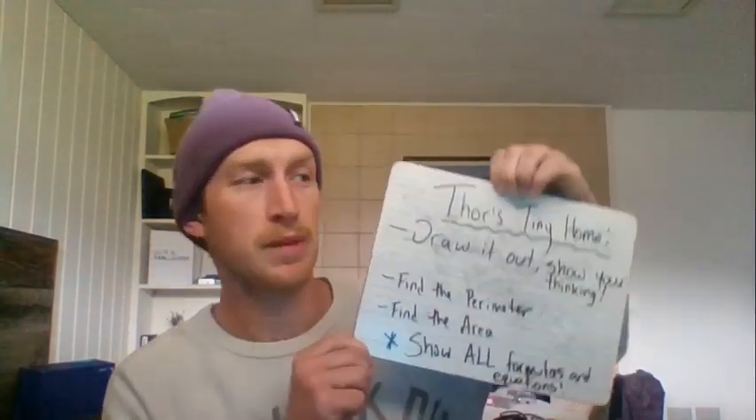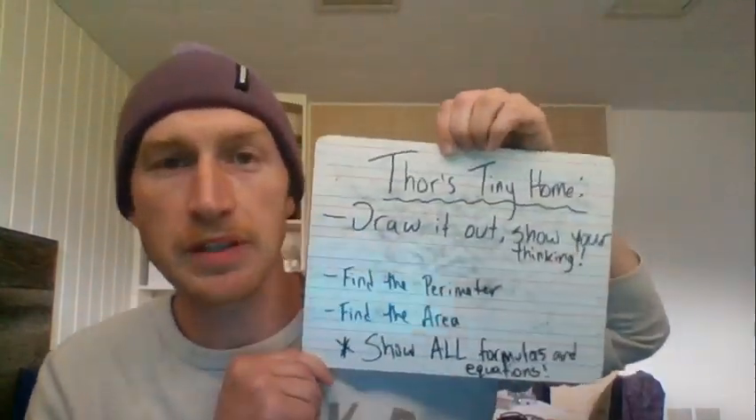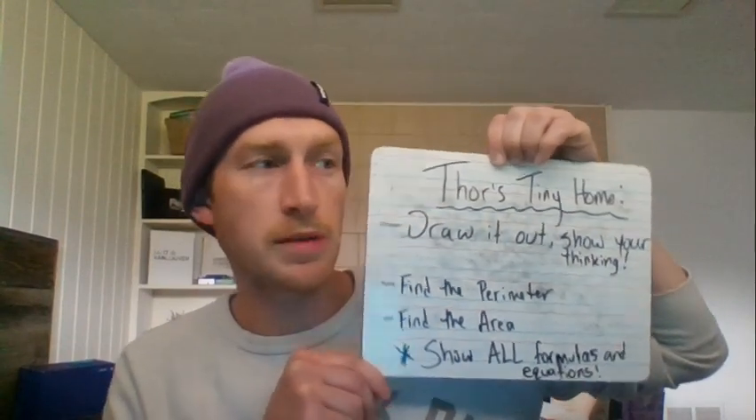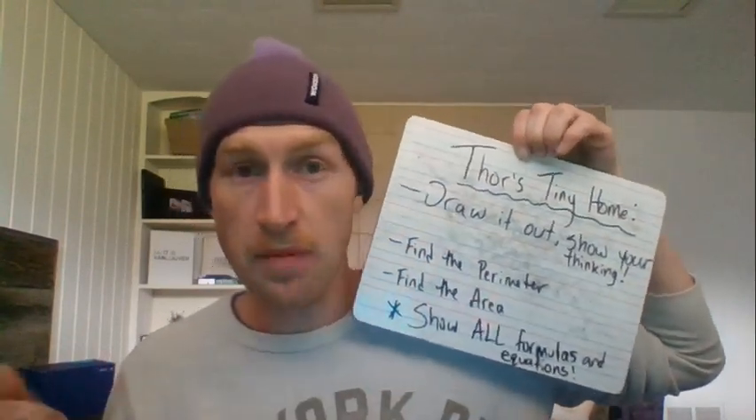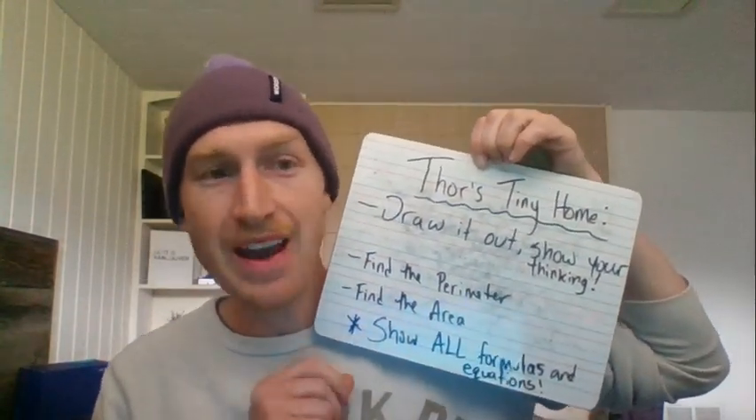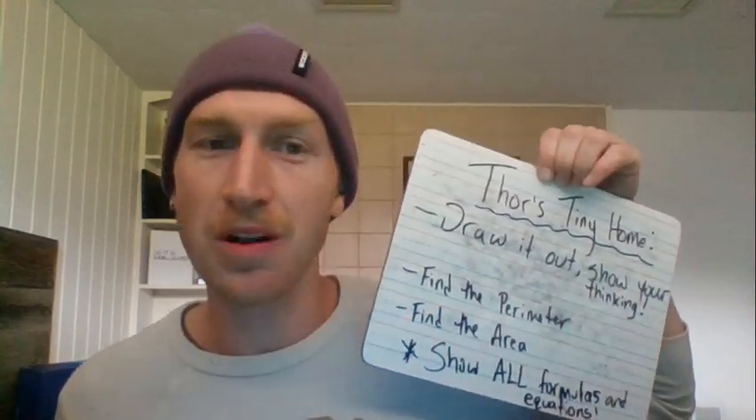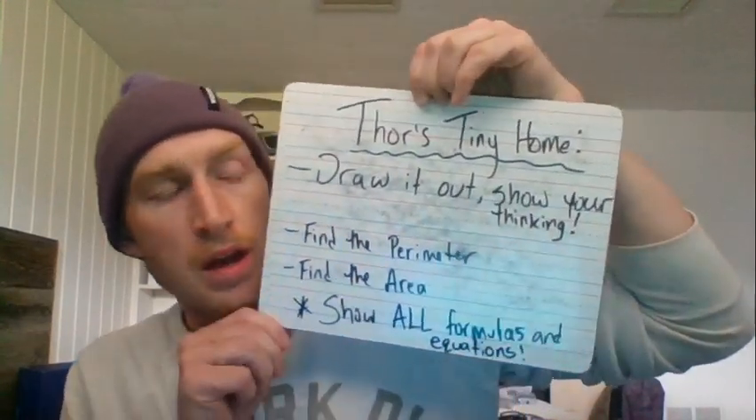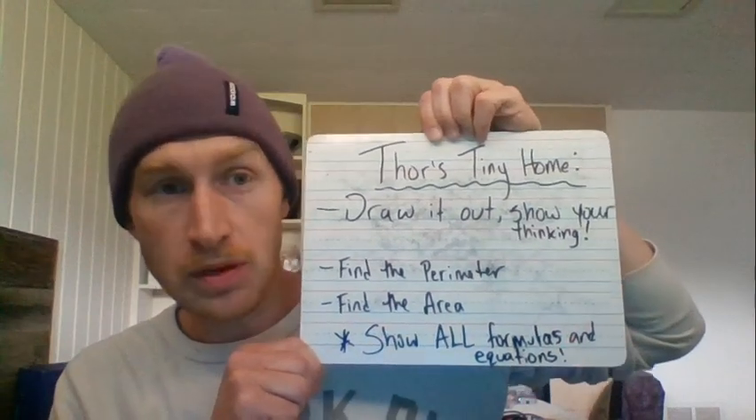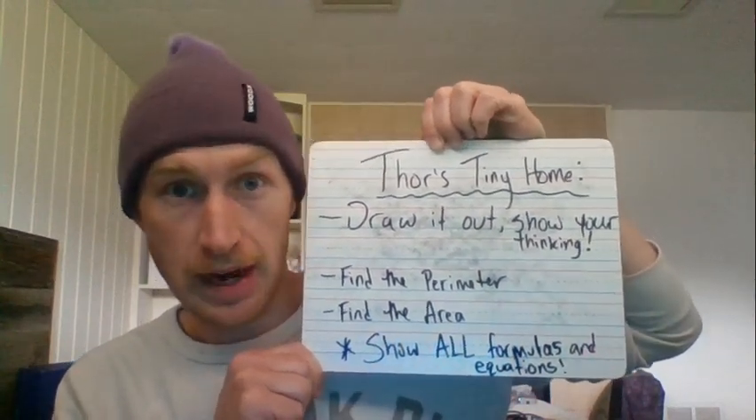All right, people. Here we go. Here's your math assignment for today. Your job is going to be to find the area and perimeter of Thor's tiny, cute little home. It's so adorable. So you need to draw out Thor's tiny home just like I did.